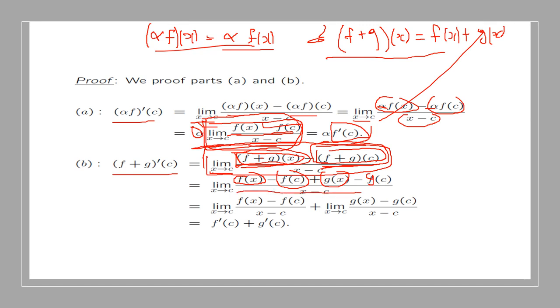Just simplifying that one above. So please change this one to g of c. Now, I've already combined them. Then we separate it into this part and this part. Then we take the limit as x goes to c. And by definition, the first one is the derivative of f at c, and the second one is the derivative of g at c. So you get that this is equal to the derivative of f at c plus the derivative of g at c.